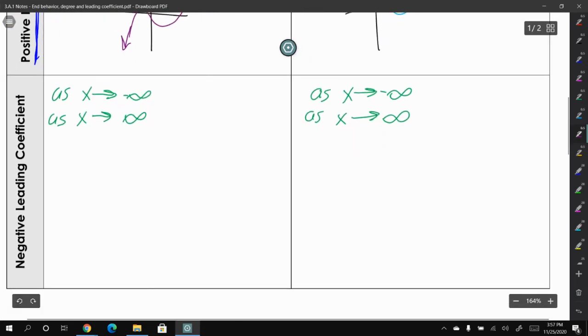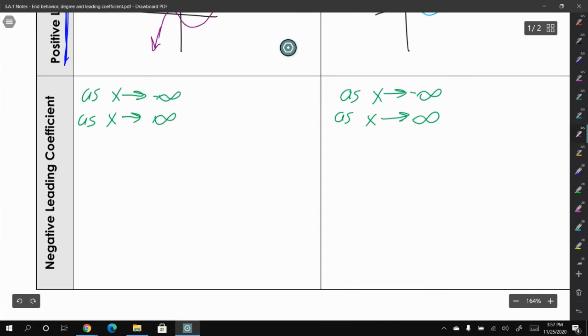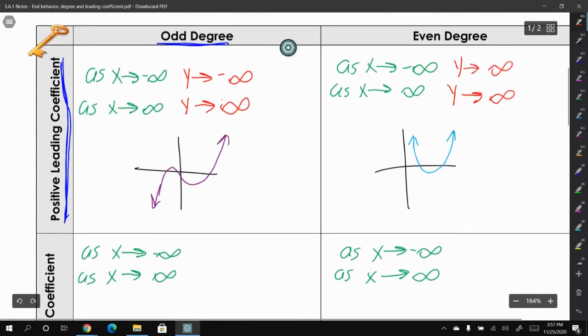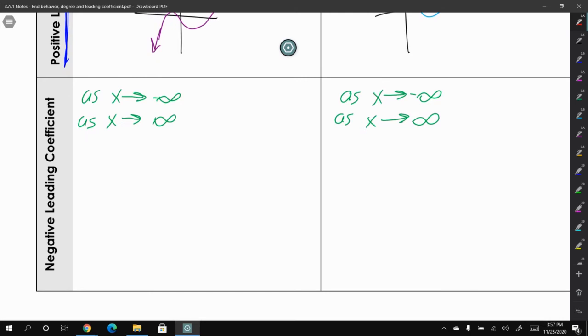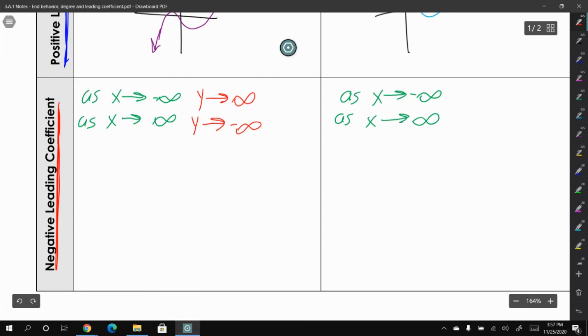Now, if we have a negative leading coefficient and an odd degree, it's going to be the reverse of what we have here with a positive leading coefficient. You could also think about a negative leading coefficient means your right side is going to go down regardless. So then that means the left side must go up. I'm going to make that negative sign a little bit bigger. I know it could be a little hard to see.